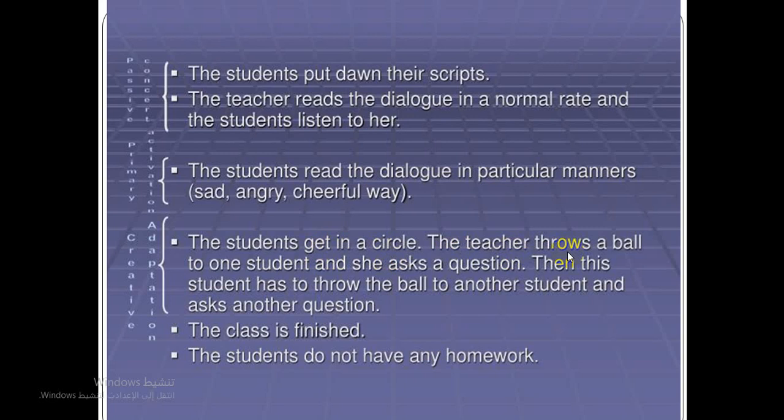The teacher throws a ball to one student and asks a question. Then this student has to throw the ball to another student and so on. The class is finished. The students don't have any homework.